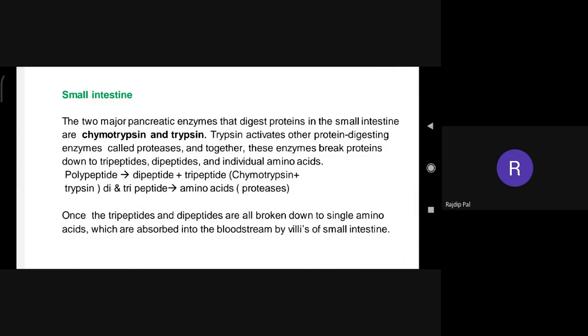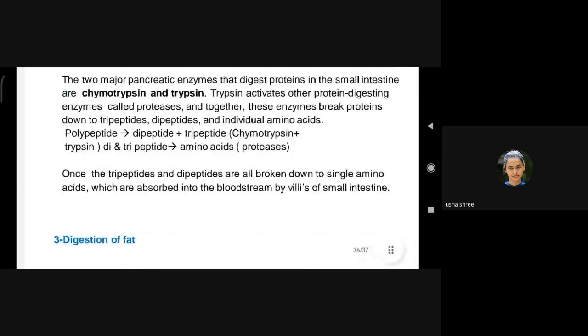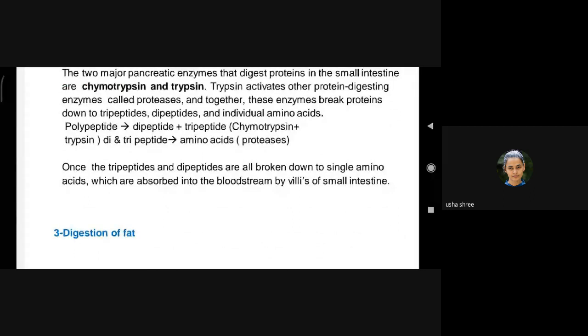Next, once the tripeptides and dipeptides are all broken down into single amino acids, they are absorbed into the bloodstream by villi of the small intestine. Now, what are villi? Please answer me. The small finger-like projections in the small intestine which help absorb the nutrients after they break down. Very good, very good. Actually, it increases the surface area of the small intestine. That's why absorption is done very easily.